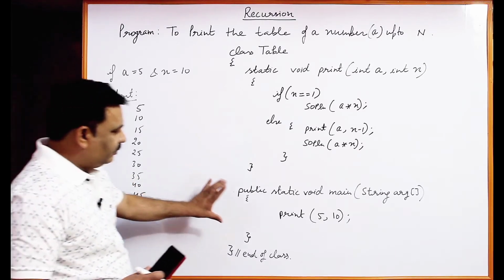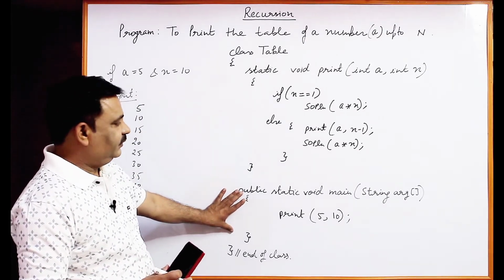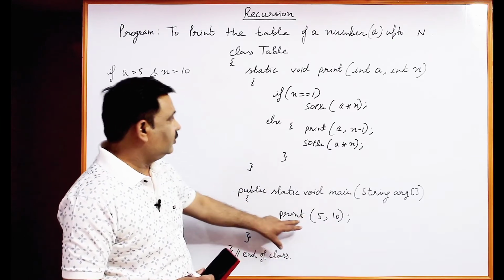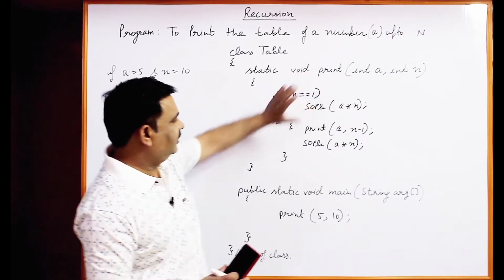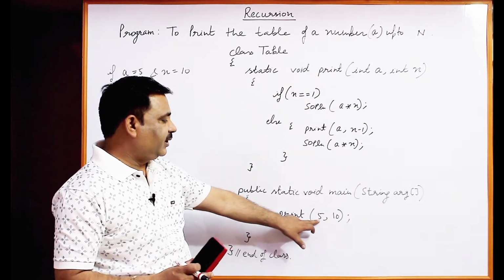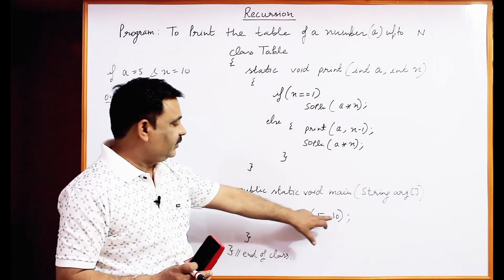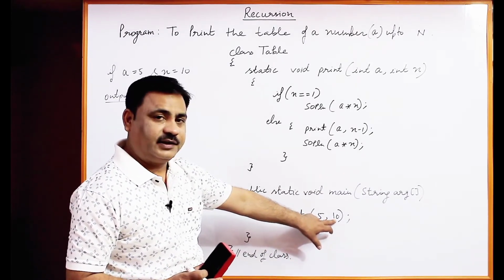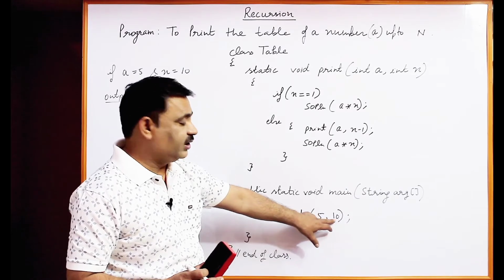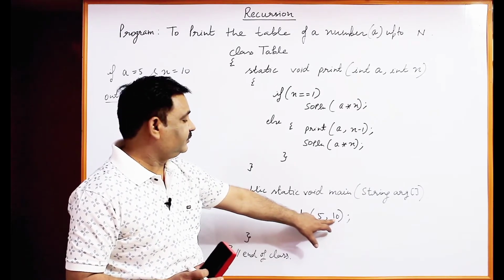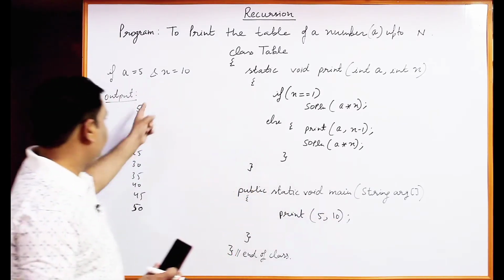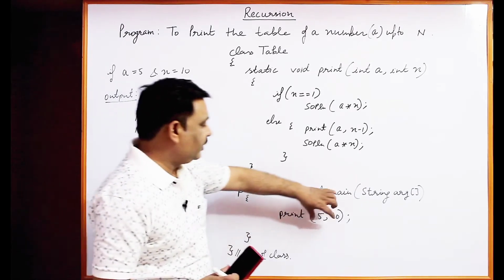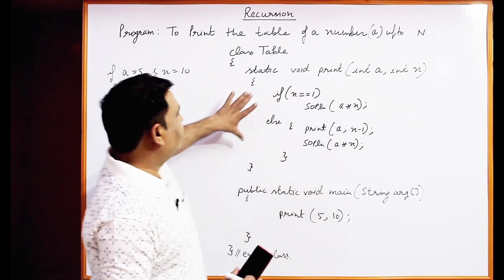So, from the main function, we will pass two values. Here is the print function, 5 is the number whose table has to be printed, 10 is the limit up to which number you have to print the table. If you write 20 here, the table will be up to 20. So, we are passing these two values. Now, see the print function.